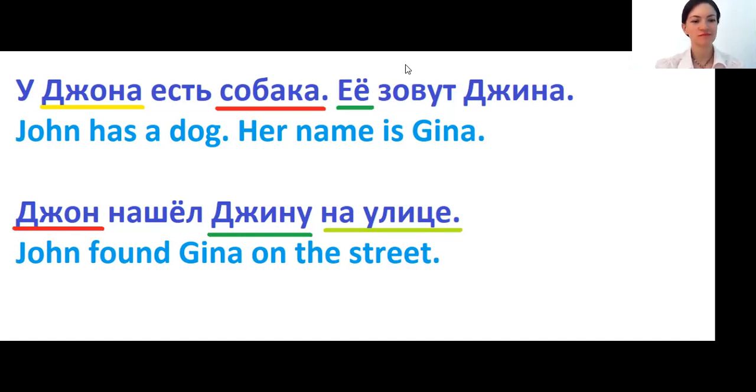Let's start. У Джона есть собака. У Джона it's genitive, but why? Because у, this preposition у, requires after it to use genitive case. So if you see the preposition у, you just definitely know that after it goes genitive case always, right?